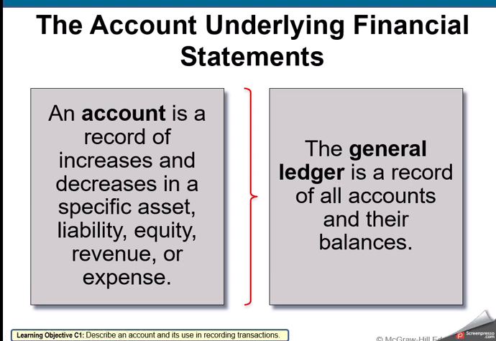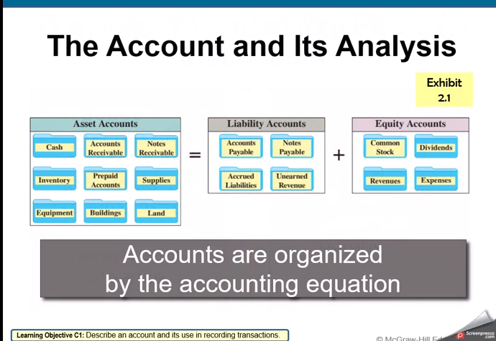A lot of times you'll get a chart of accounts if you start into an accounting job, and it's going to show you all of the accounts that are available to post to, and those all reside in the general ledger. And again, everything is organized as our accounting equation that we had in the last chapter. So we'll have various asset accounts. Those will equal our liability accounts and our equity accounts.